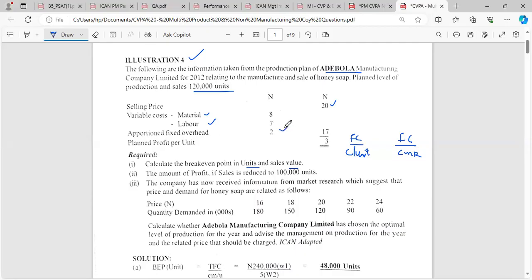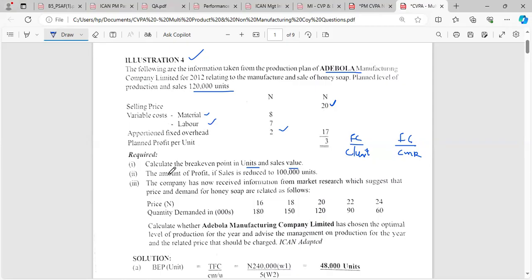Apportioned fixed overhead means shared overhead. So we incurred overhead, for example, 1 million, but we have shared it to all the products. We say, okay, each product is going to take 2 naira. So this is 2 naira per product. For us to get our total fixed cost, all we need to do is say 2 naira multiplied by 120,000. I hope that makes sense. So we now have the planned profit for the year. Our selling price minus our variable cost and fixed cost will give us our profit.